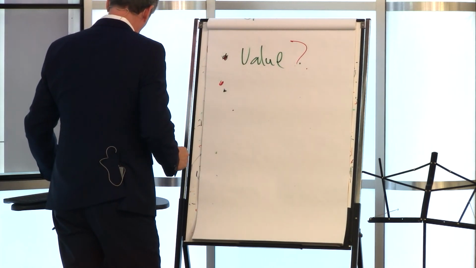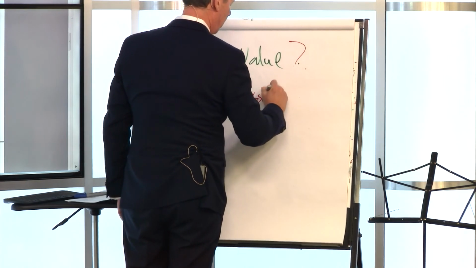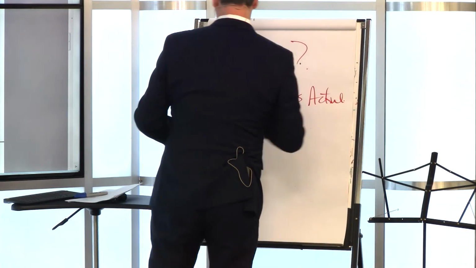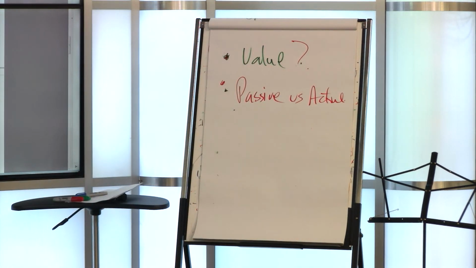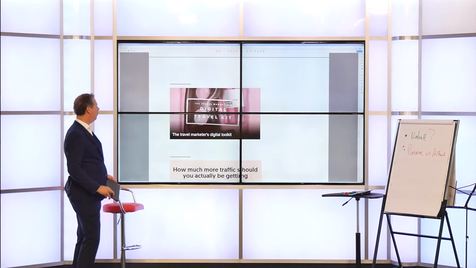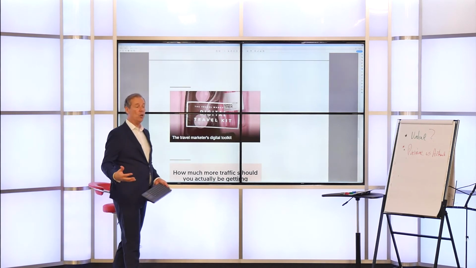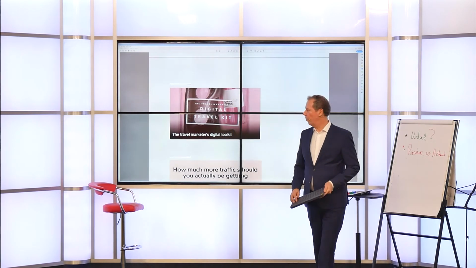Next, passive voice versus active voice. I'll give you two examples. They're in your sheet. So this is passive voice. It says, the Travel Marketer's Digital Toolkit. Okay, I know what it is. How do I get it? What do I do? And so the next one is the opposite.